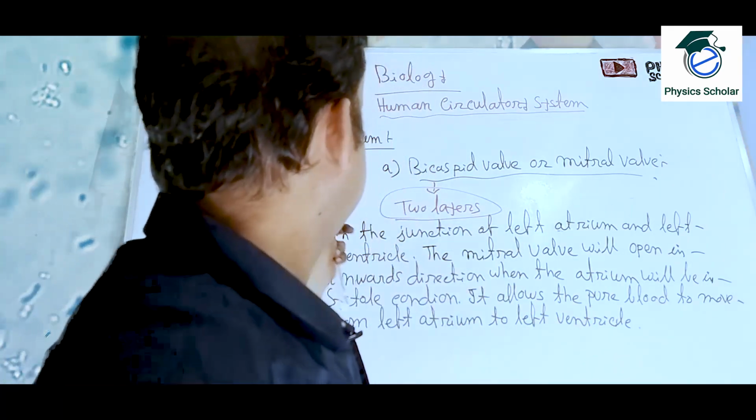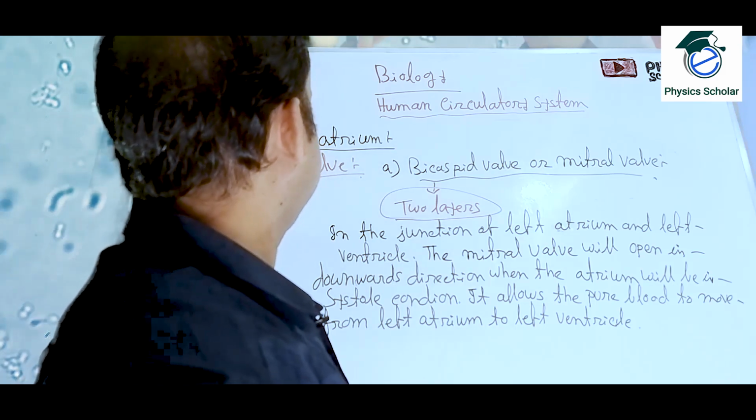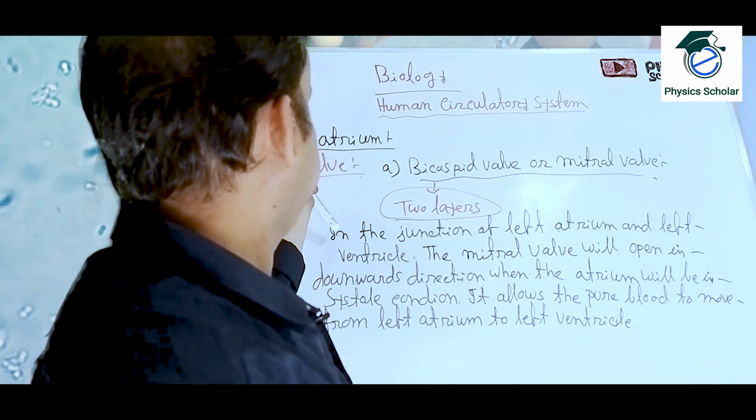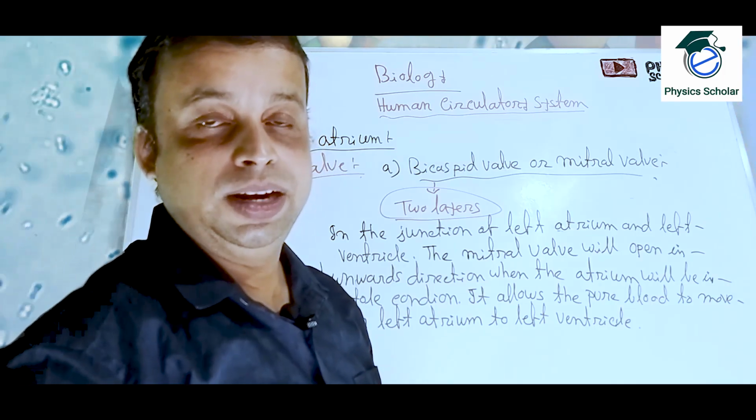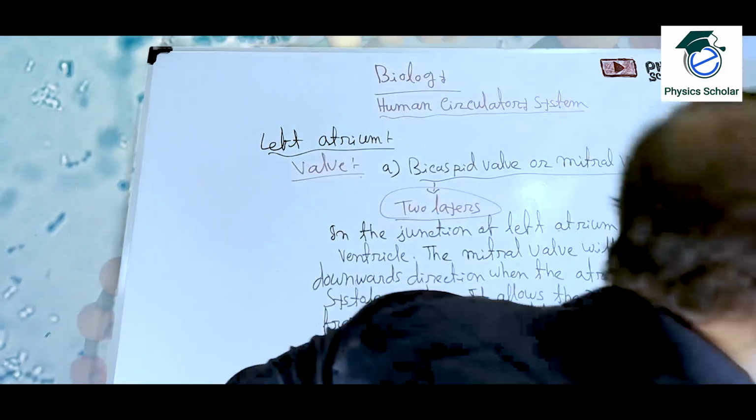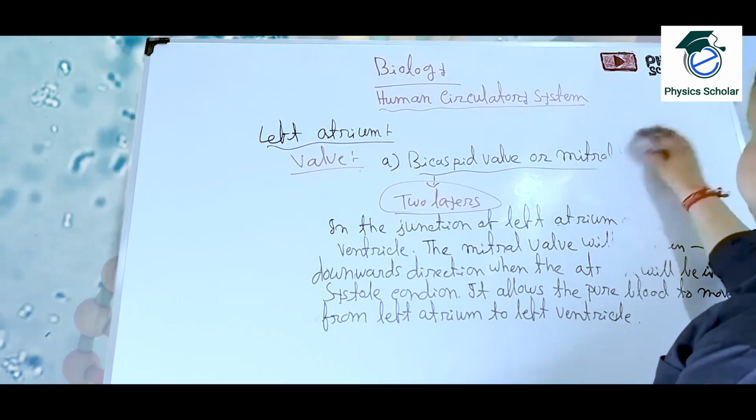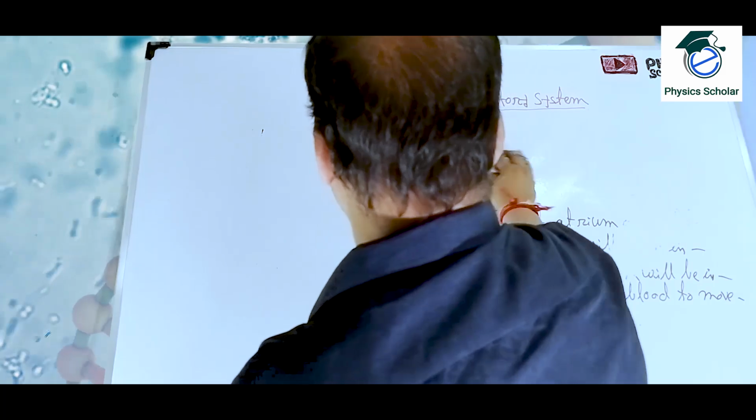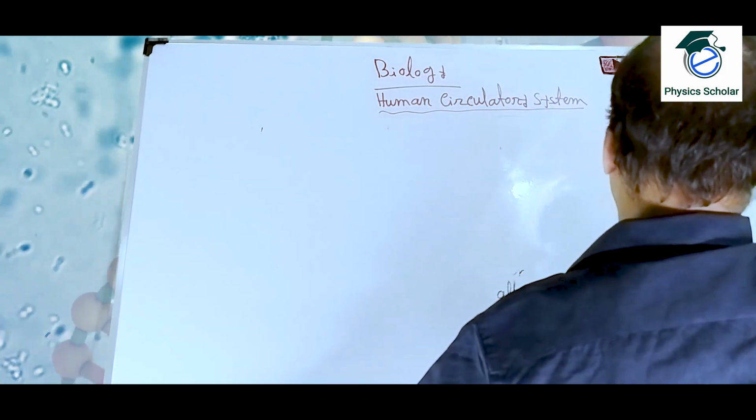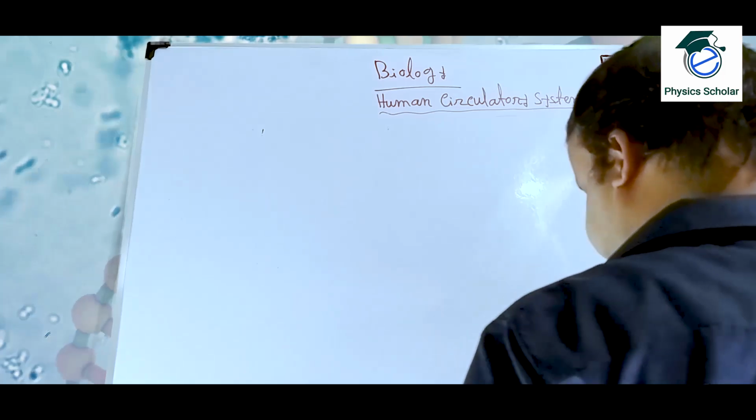Okay, so this is the function of the bicuspid valve or mitral valve, and I have discussed the left atrium. Clear? Now let us move to the right atrium.